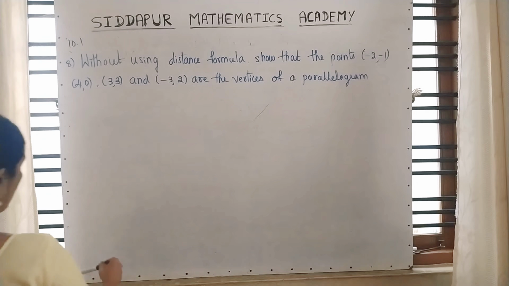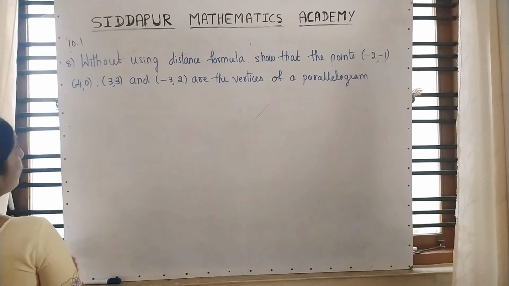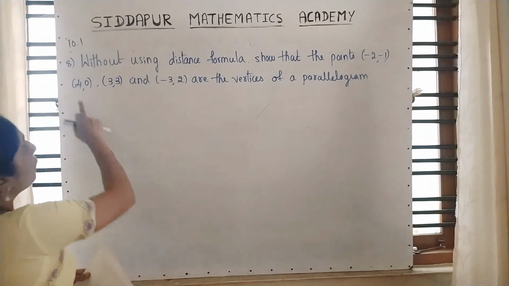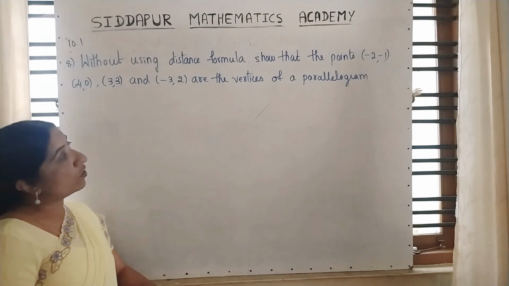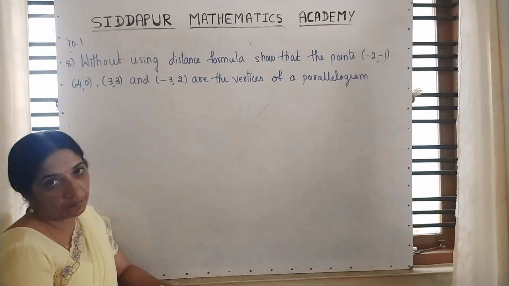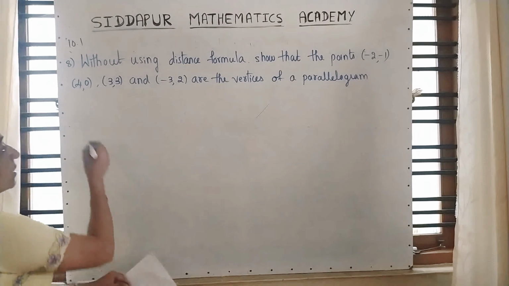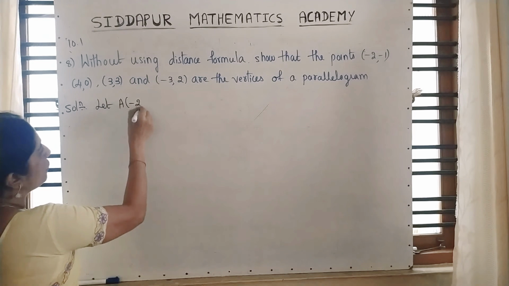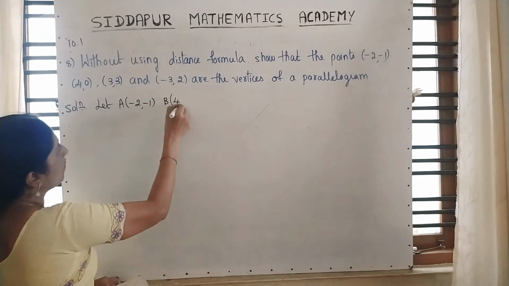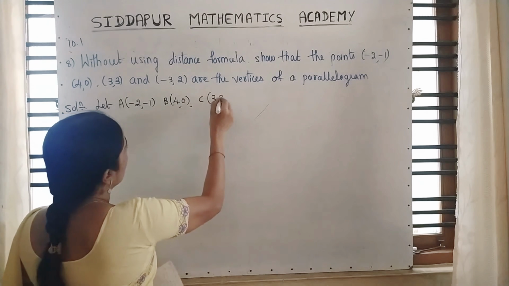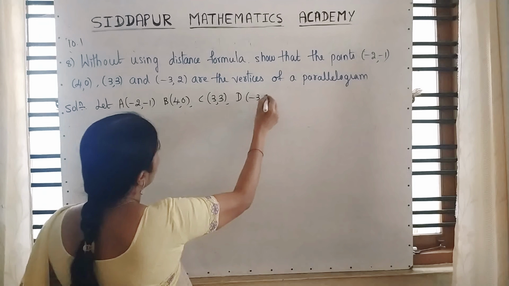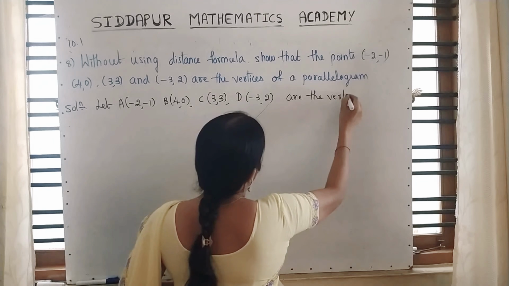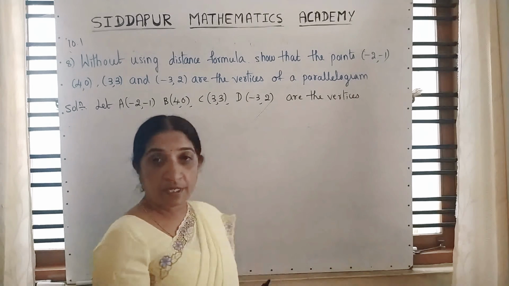See the second question, that is the next one. Without using the distance formula, show that the points (-2, -1), (4, 0), (3, 3) and (-3, 2) are the vertices of a parallelogram. So students, are you familiar with the properties of a parallelogram? Write down: let A(-2, -1), B(4, 0), C(3, 3) and D(-3, 2) be the vertices. And we have to show that they are the vertices of a parallelogram.